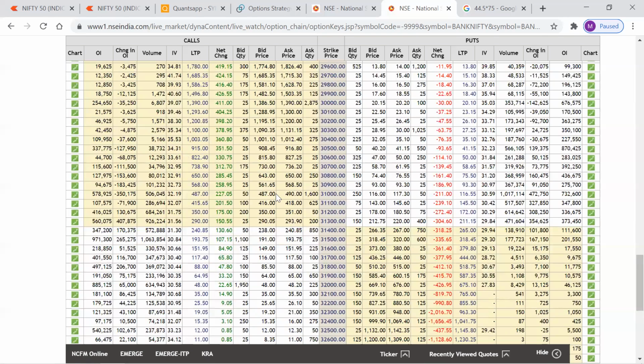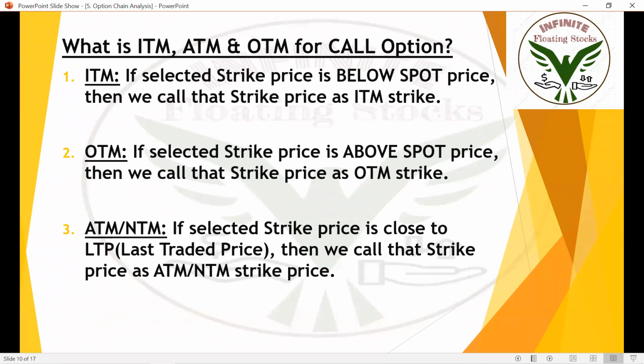Let's look at what is in the money call. I already told you what is in the money. In the money is yellow field. This is in the money, yellow field. Now, let's look at this PPT.